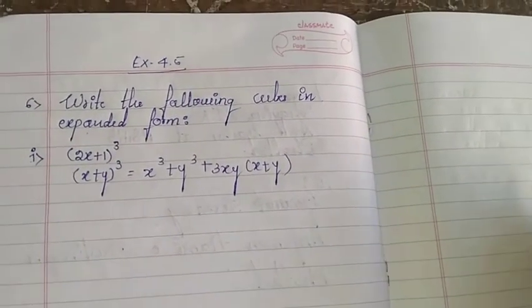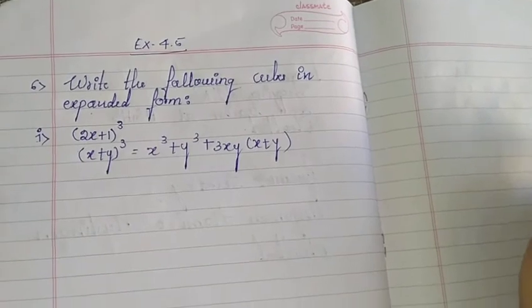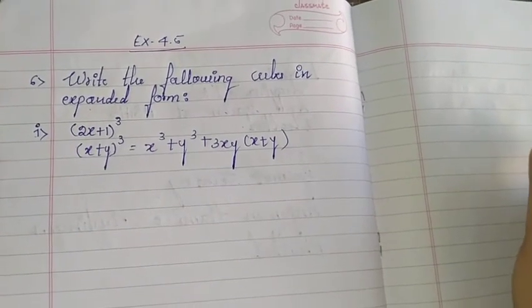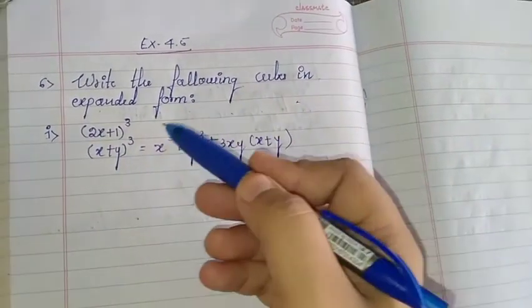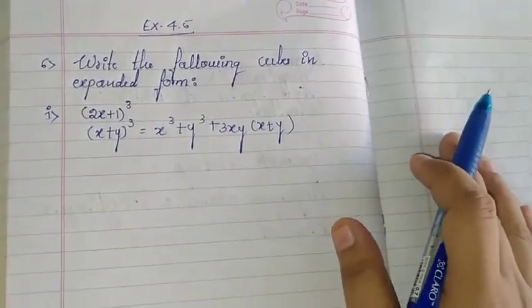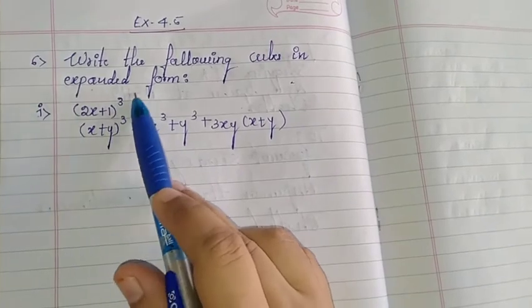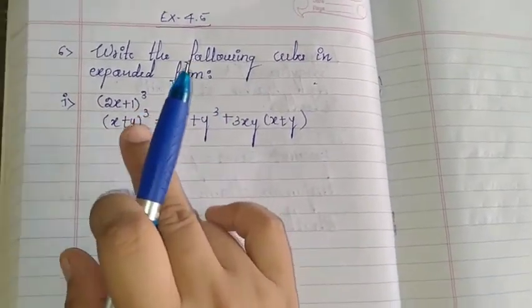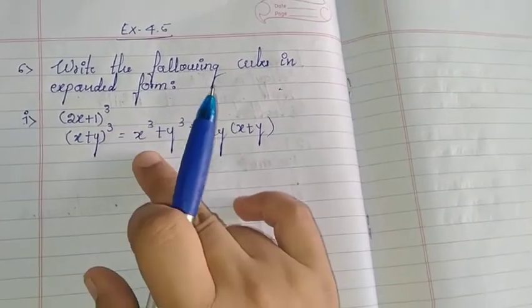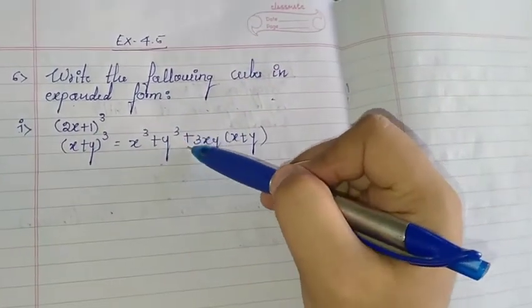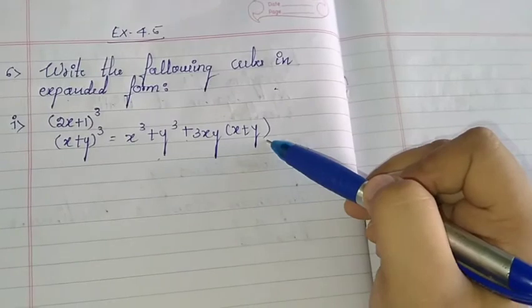So in this video I am going to explain the remaining part of exercise 4.5, that is the sixth question. You can see over here, write the following cubes in expanded form. Okay, so here the first question is (2x + 1) the whole cube. So this is in the form of (x + y) the whole cube, which is equal to x cube plus y cube plus 3xy into (x + y).